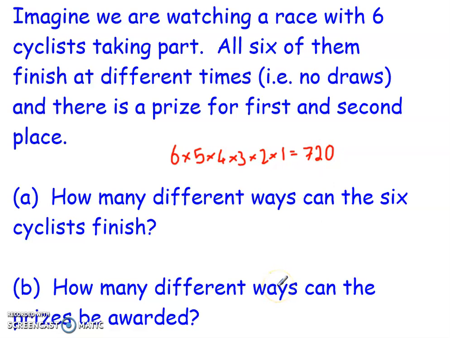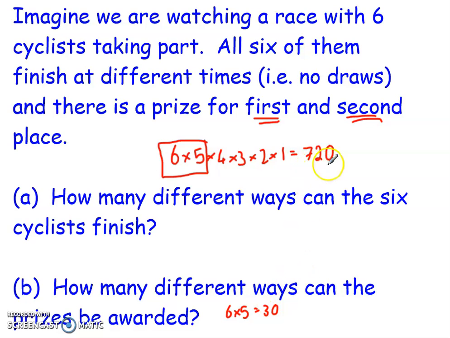The second part, how many different ways can the prizes be awarded? Well, we know there's a prize only for first and only for second, which means that we focus on the first part here, because what we can do is look at how many different ways they can finish in first, and then how many different ways after that they finish in second. So how many different ways can the prizes be awarded is done by 6 times 5, so there's 30 different ways that the prizes can be awarded.